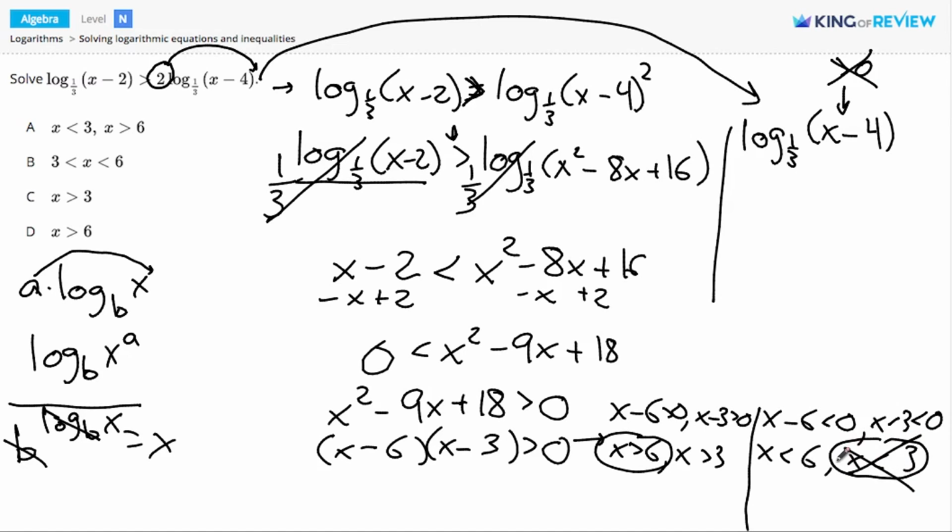I need a number greater than 6, so that if I subtract 4 or subtract 2, it will still be a positive number. So x is greater than 6 is my only possible solution.